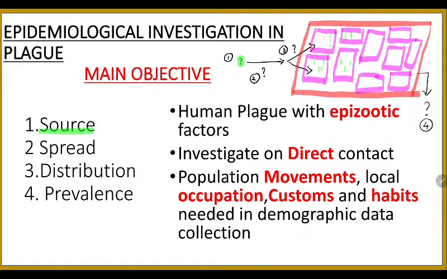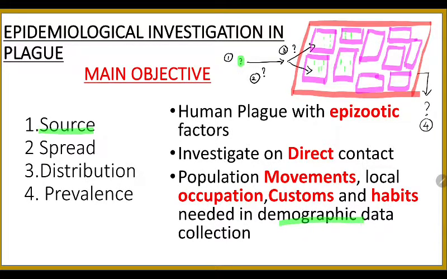Coming to epidemiological investigation, we want to know what the source is, how it is spread, how it is distributed in the community, and what the ultimate prevalence of plague is in this community. This is the main objective. While we are doing this, we should always correlate with epizootic factors. Investigate directly: we should speak directly to the patient or the contact. You should always make a note about the movement of people, occupation, custom, and habit in eliciting the demographic data.